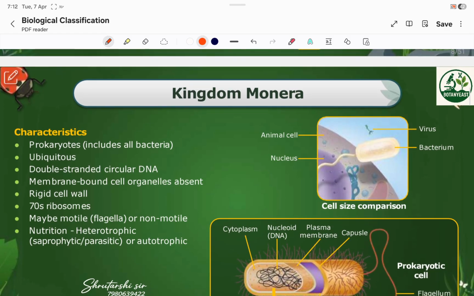comes the first kingdom. Okay. The kingdom Monera. All the bacteria lie in this kingdom. Okay. The main followed classification system is the 5 kingdom classification. Okay. It is the most followed classification system.